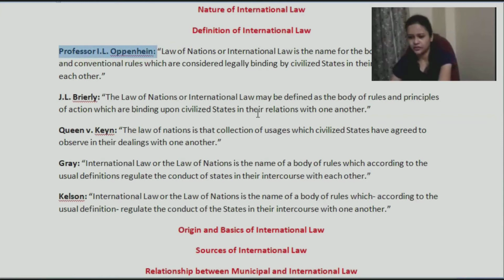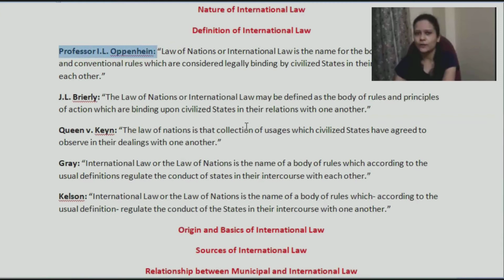So law of nations or international law may be defined as a body of rules and principles. That means what is international law? It is a set of rules and regulations which are binding upon civilized states. That means which will be binding on us when we interact with other countries, right? When we interact with other nations, how are we supposed to do those interactions? How are we supposed to do those transactions? With regard to that, it frames certain rules and regulations, and that is nothing but what international law is. Basically, it will tell us how we need to communicate, how we need to interact with other different countries, other different nations. So this is a very simple definition given by Oppenheim.